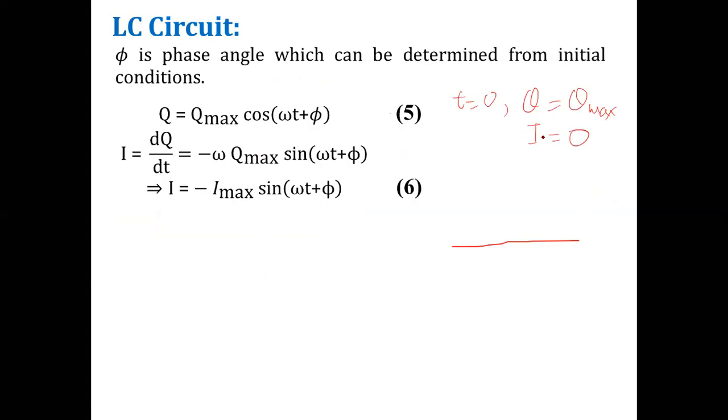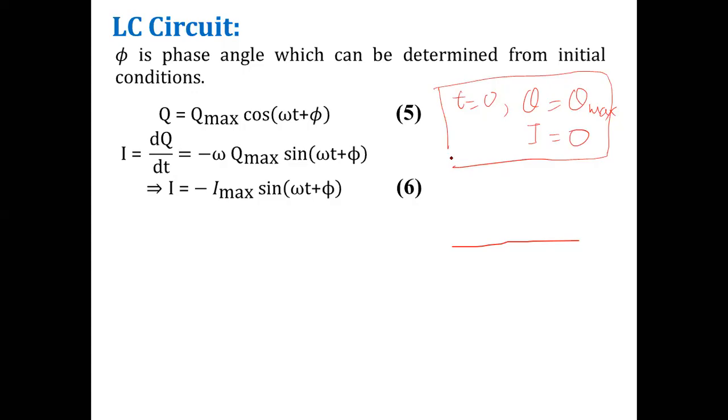As was the case with the block spring system, it's similar. You do not have to start at time t equal to 0 with Q being equal to Q max and I being 0. Someone can say that they don't want to start their clock at that time. They want to start their clock at the time when the current in the circuit is maximum and the charge is equal to 0 on the capacitor. And that is absolutely fine. The only change in your solution would be that the phi would be different in that case.